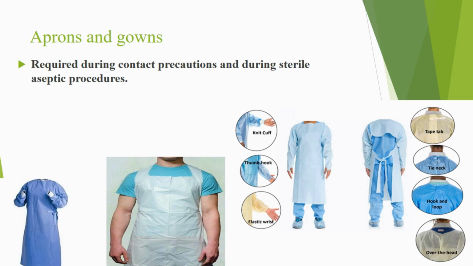Disposable gowns are long sleeved and fluid resistant, indicated when there is a moderate risk of contamination with blood or body fluids. There is a coverall, which includes a gown with pants and a hood that covers the whole body, including the head.